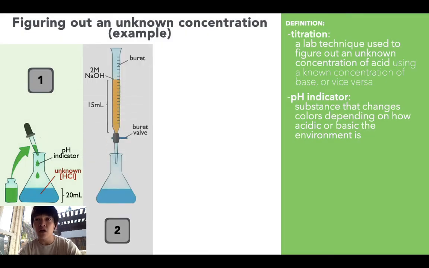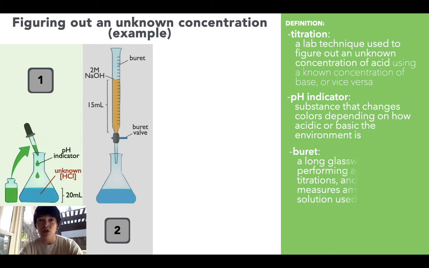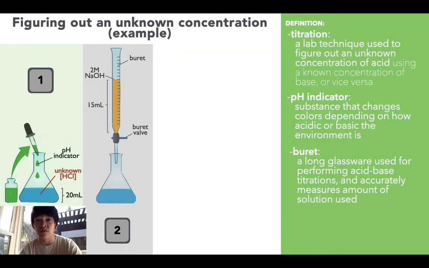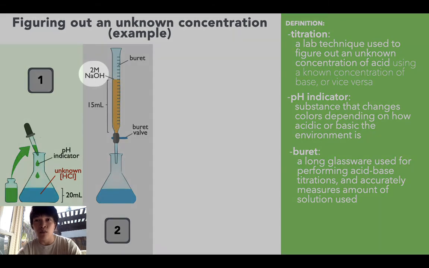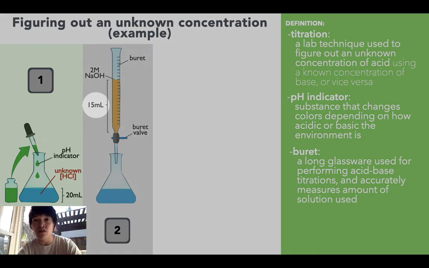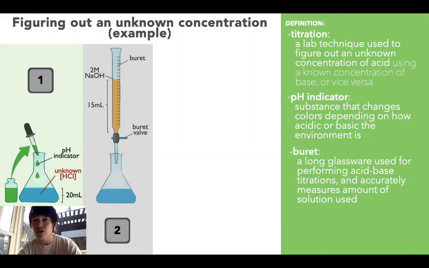During step 2, we prepare a burette, which is a long glassware used for acid-base titrations. It accurately measures how much liquid solution we're going to be adding to our unknown acid. In step 2, the solution that's in the burette is a known concentration of base. It is 2 molar sodium hydroxide, NaOH. There's 15 milliliters of it in the burette. Usually, you fill the burette with more solution than you'll actually need.